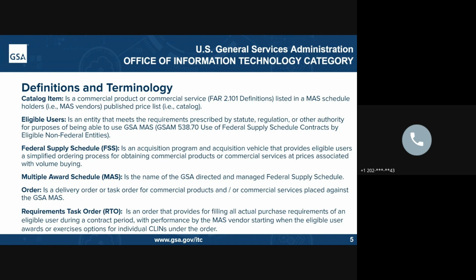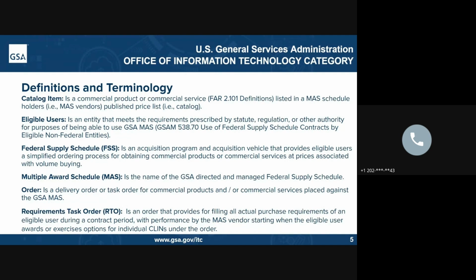Eligible users also include any public universities or other institutions that are generally for the common public good. The Federal Supply Schedule, or FSS, is an acquisition program and an acquisition vehicle that has been set up by Congress for the purchase of products or services in large volume. And generally, when we talk about large volume, we're talking government-wide, which for us is a very large volume when we talk about cloud services. The Multiple Award Schedule, also referred to as MAS, is the GSA directed and managed federal supply schedule.